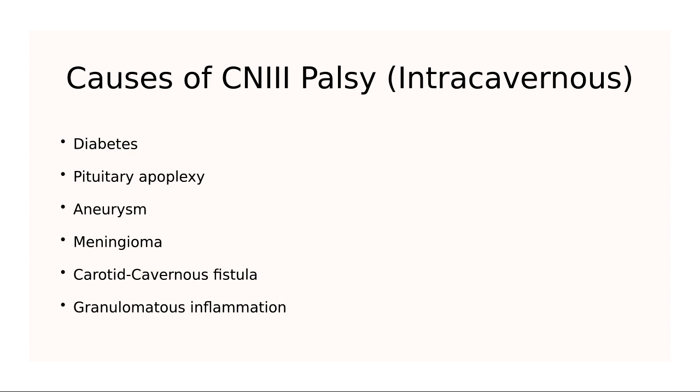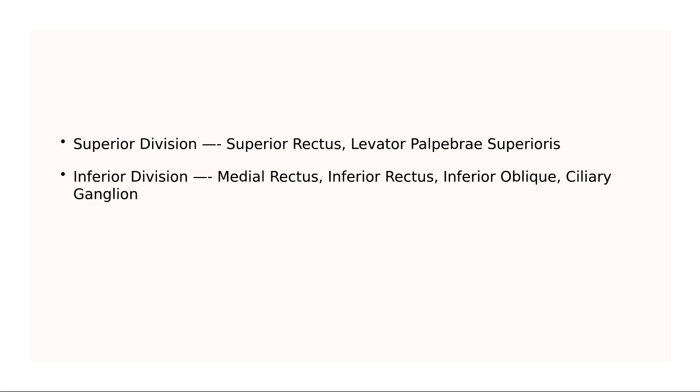Causes of an intracavernous third nerve palsy include diabetes, pituitary apoplexy, aneurysms, meningiomas, carotid cavernous fistulas, and granulomatous inflammation. Now, the superior division of the third nerve is going to supply the superior rectus and the levator palpebrae superioris, whereas the inferior division is going to supply the medial and inferior rectus, the inferior oblique, and it will send some innervation to the ciliary ganglion.